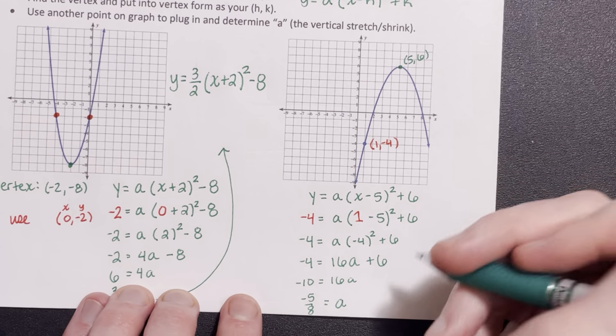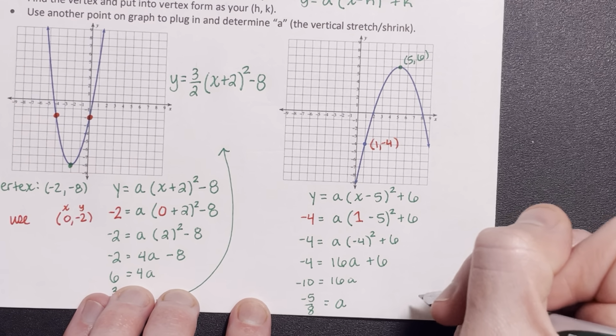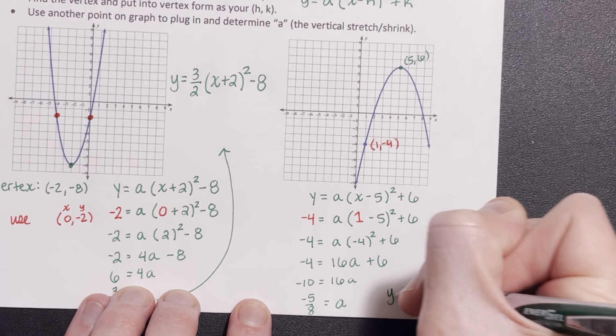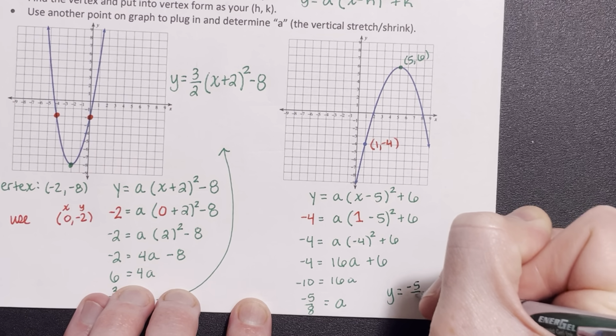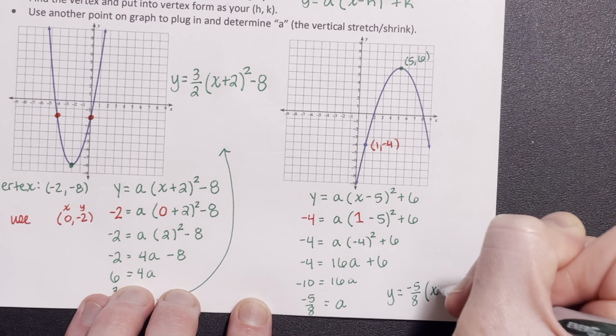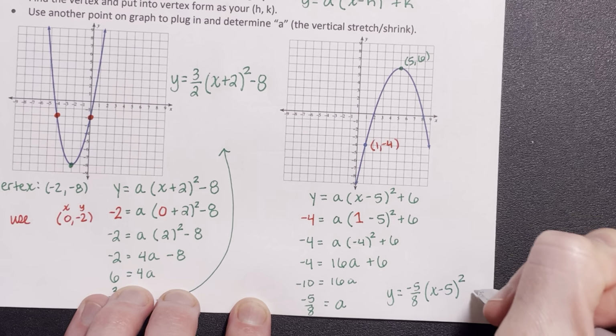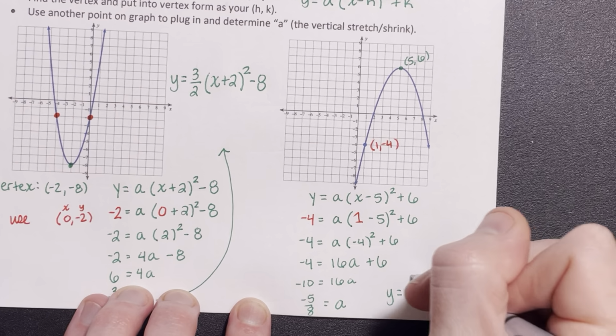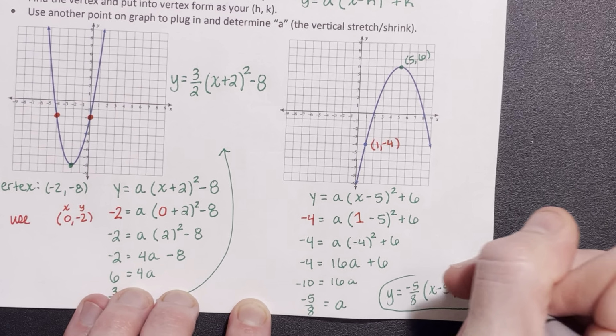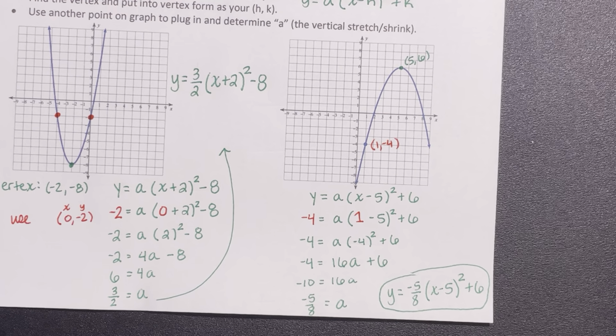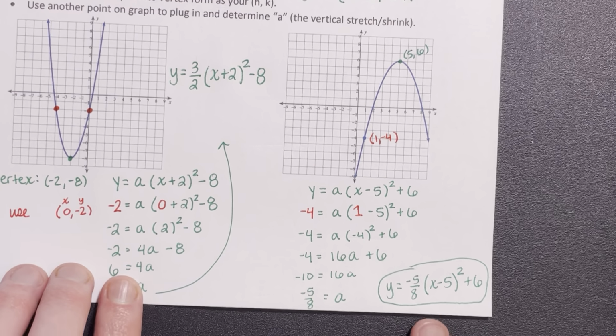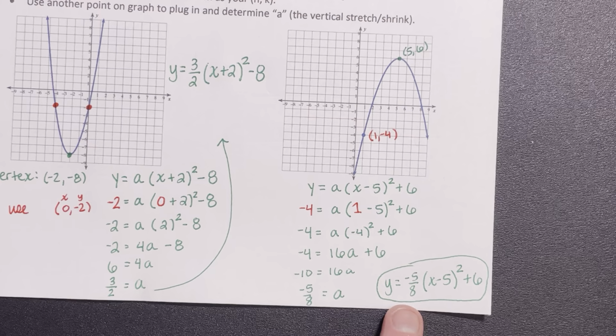And then we just convert this to vertex form, or write this in vertex form. So y equals negative 5/8 times (x minus 5) squared plus 6. There's our vertex form equation. If we needed it in standard form, we could just expand this out. It would not be as pretty because we do have a fraction in this one, but it would still be possible.